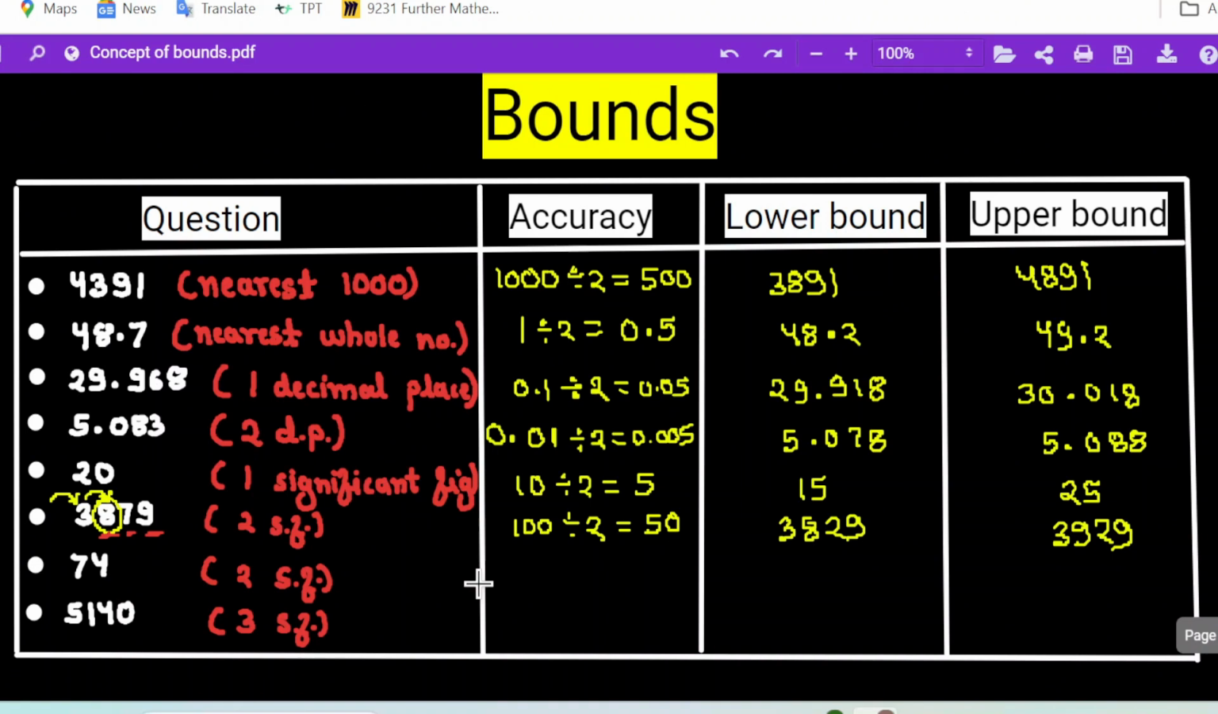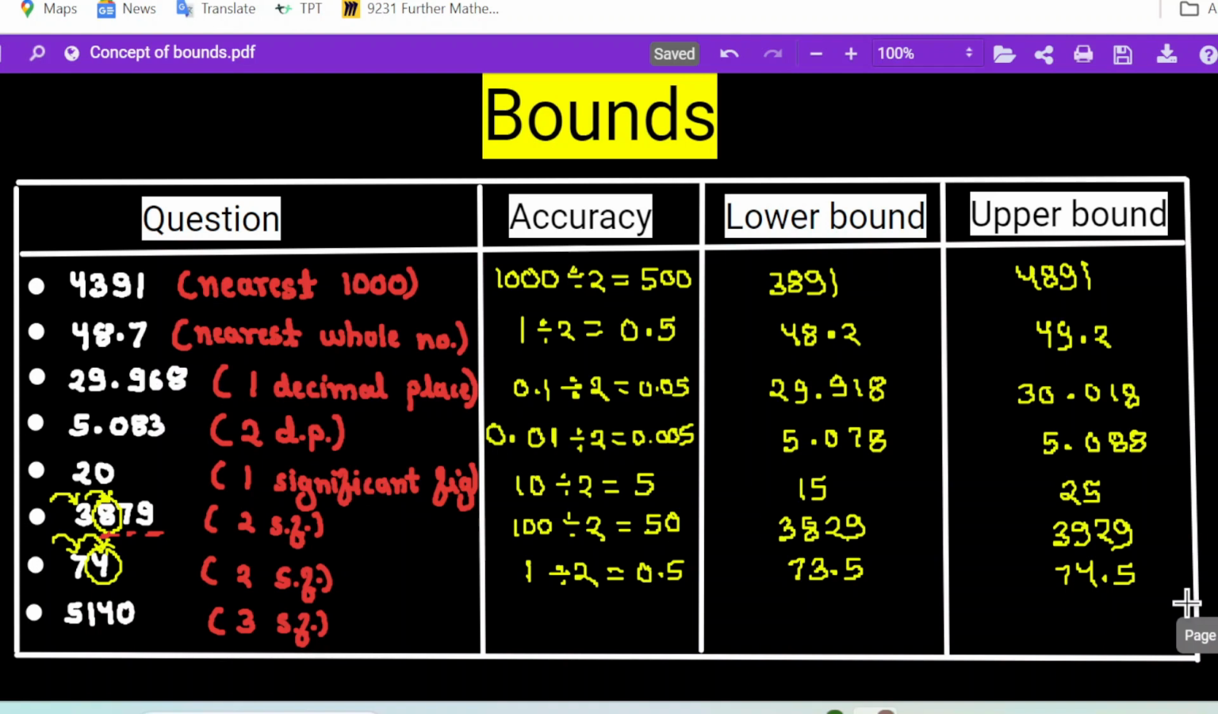All right, I believe you have tried it and got the correct answer. Let's check. Two significant figures. The first significant figure is right here. This is the second significant figure. The place we are talking about is actually the unit place. Unit place means 1, the first place, divided by 2, so it is going to be 0.5. Simply subtract 0.5 from the number, it will get you 73.5. Add 0.5, it will be 74.5. So that's how the bounds work.